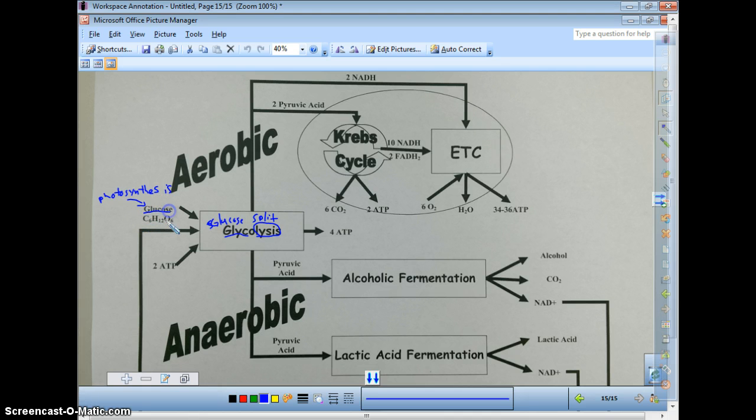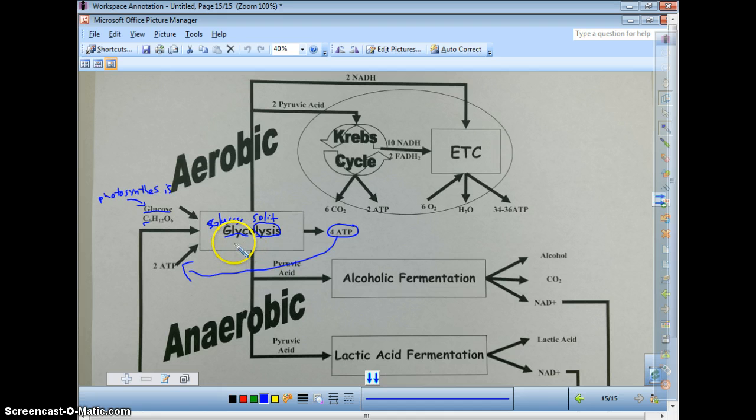How many carbons in glucose? 6. Okay, 6 carbons. Now, at the end of glycolysis, you end up with 4 ATPs, but 2 ATPs are going to be used to restart the process. So you're actually netting 2 ATPs from glycolysis.